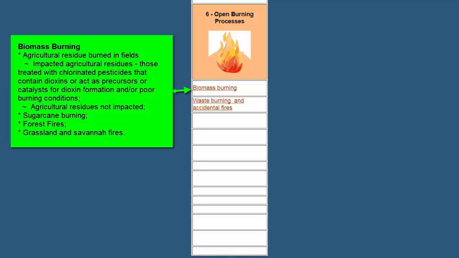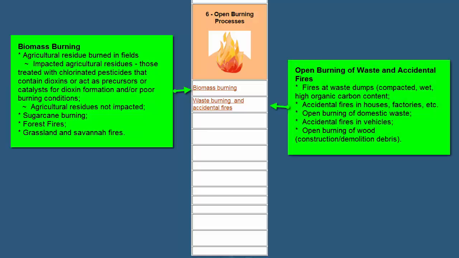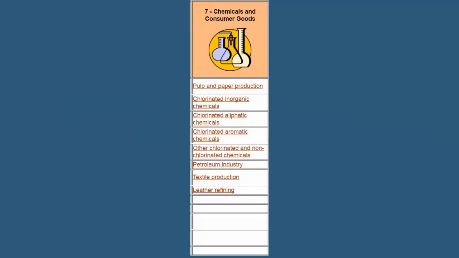The second category is open burning of waste and accidental fires, which has 5 sources: fires at waste dumps, accidental fires in houses and factories, open burning of domestic waste, accidental fires in vehicles, and open burning of wood debris from construction or demolition. Group 7, Chemicals and Consumer Goods, is in some ways more complex than most other groups due to the nature of some of its sources.